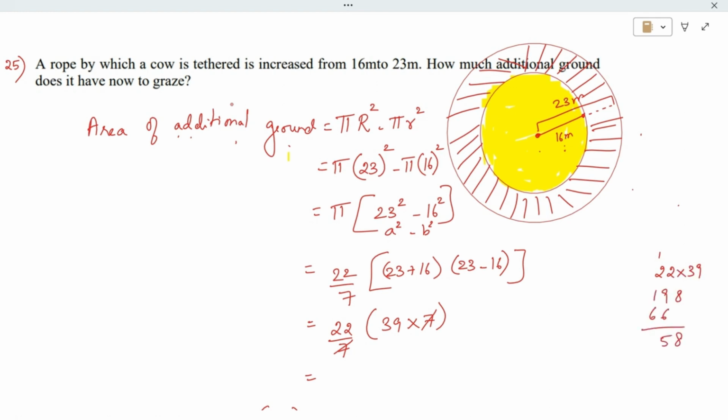So the answer is going to be 858 meter square. So this is the area of the additional ground the cow can graze.